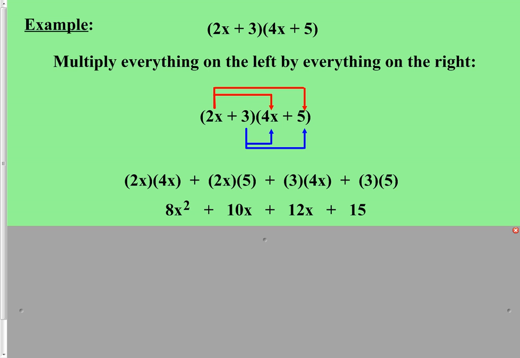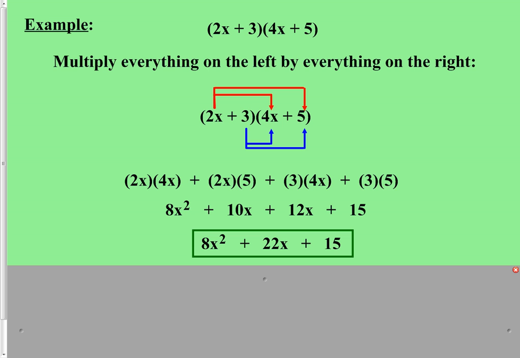So we have 10 x's, and then we have 12 x's. How many x to the first is that? 10 plus 12 is 22 x to the firsts. And then 15 is our x to the 0 term, our constant. Are there any other constants to add with the 15? There are not, so 15 will be part of the answer, and you're done. 8x squared plus 22x to the first plus 15x to the 0. That is our simplified answer.